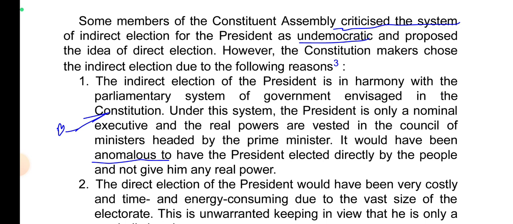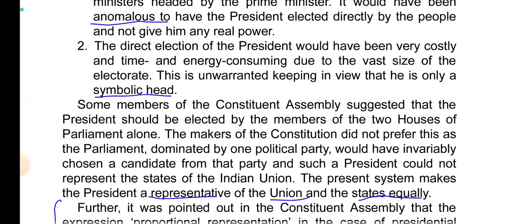It would have been anomalous to have the president elected directly by the people and not give him any real power. The direct election of the president would have been very costly and time and energy consuming due to the vast size of the electorate. This is unwarranted, keeping in view that he is only a symbolic head.